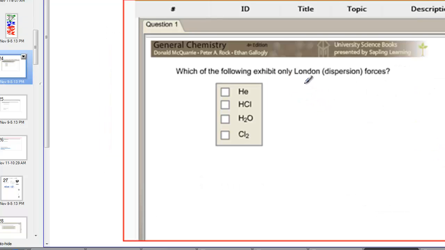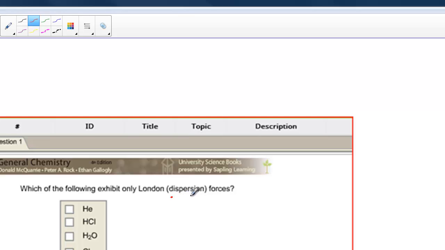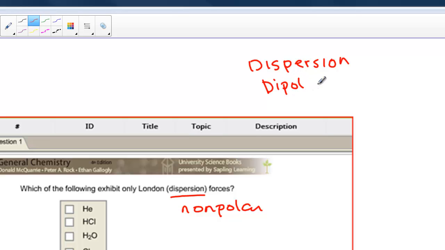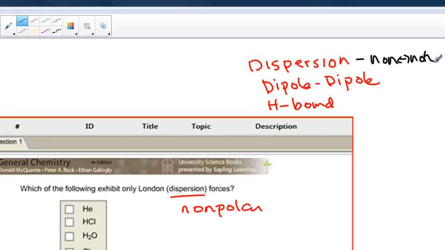Which of the following exhibit London dispersion forces? Think of this as the intermolecular attraction between non-polar molecules. I talked about dispersion forces being the weakest type of intermolecular attraction. I talked about something called dipole-dipole, which is a stronger attraction. They need to be polar molecules, and then the strongest of all is the hydrogen bond. So let's review just so we have it all in one spot. Dispersion is between nonpolar and nonpolar, right? So we're looking for the intermolecular attraction from nonpolar to nonpolar.